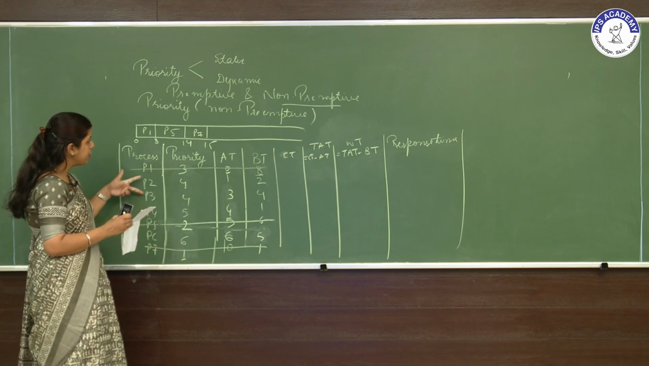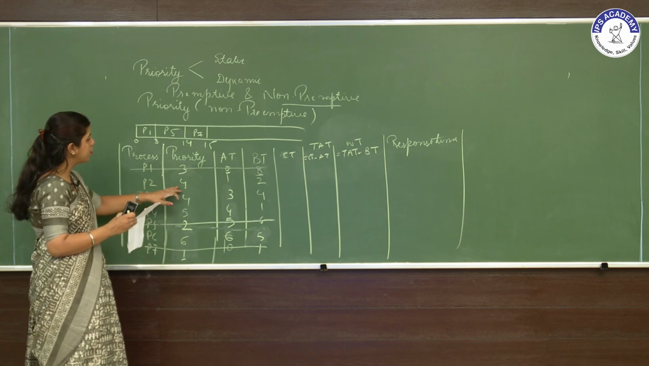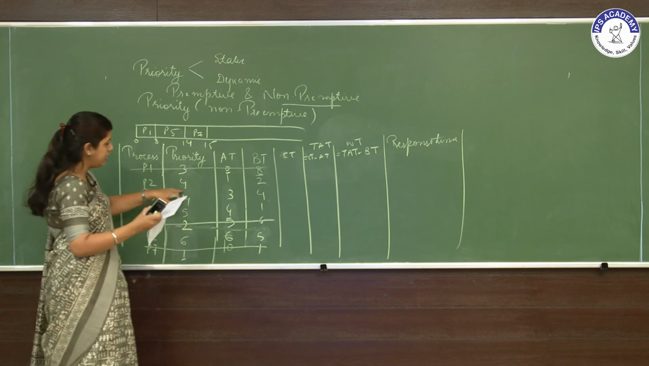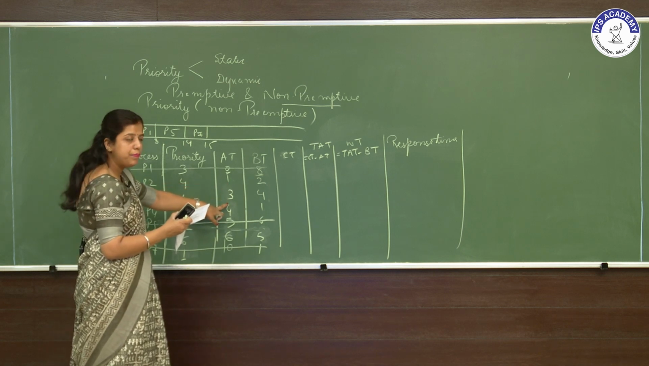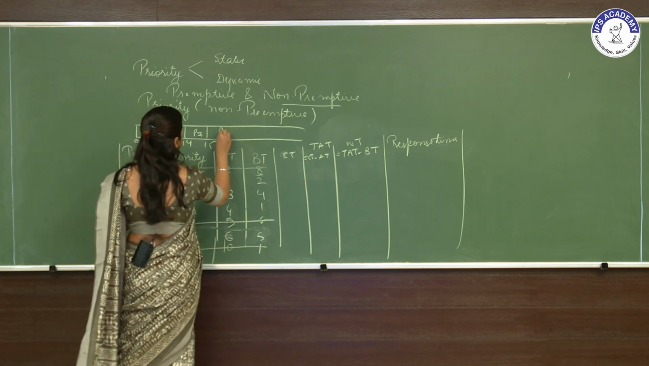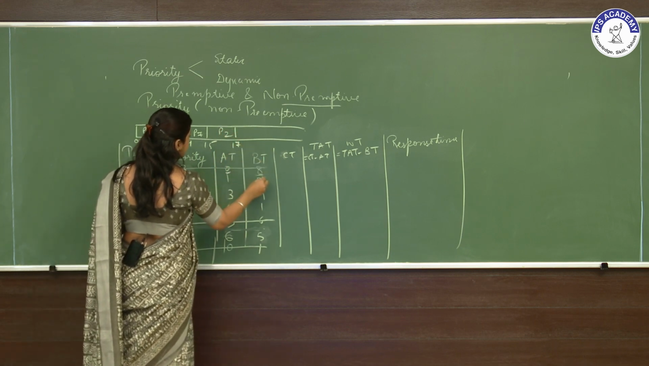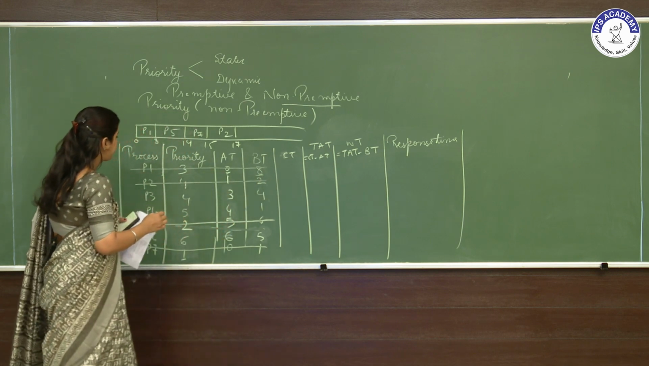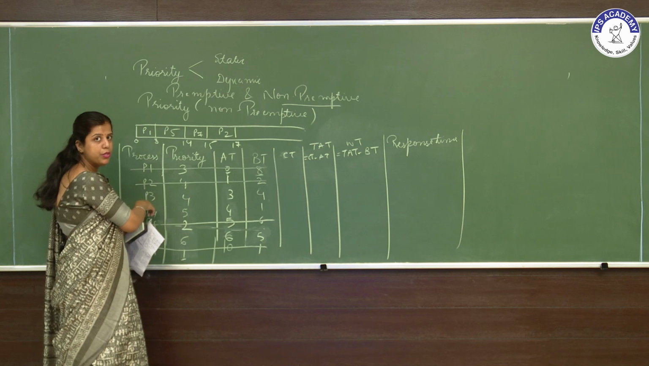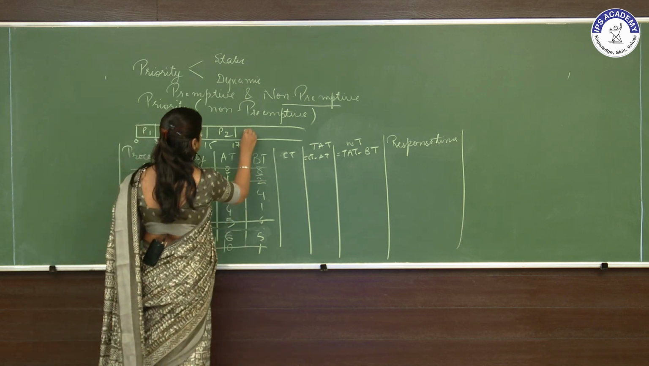P2 and P3, so there is a tie. Both priorities are 4 and 4. So we will decide on the basis of their arrival time. The arrival time of P2 is lesser than P3, so we will execute P2 for 2 units of time. So P2 is also executed. Next, P3 is in the ready queue, so we will allocate the CPU to P3 for its burst time, 3 units of time.